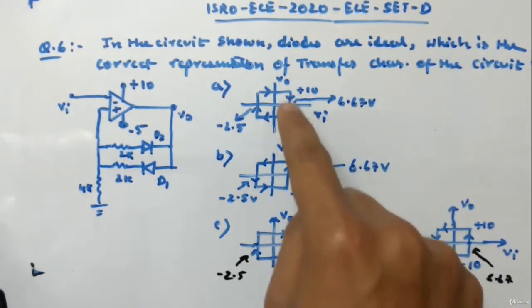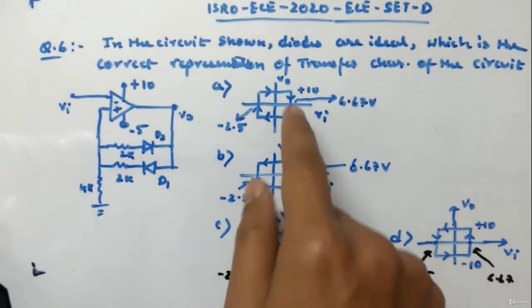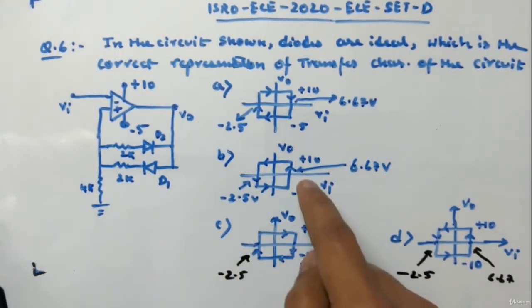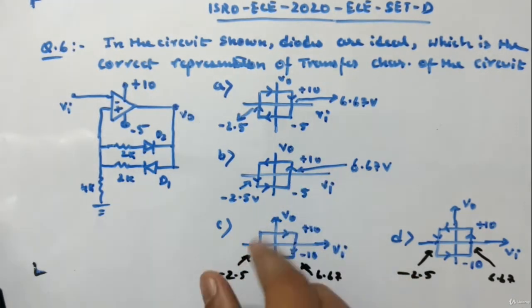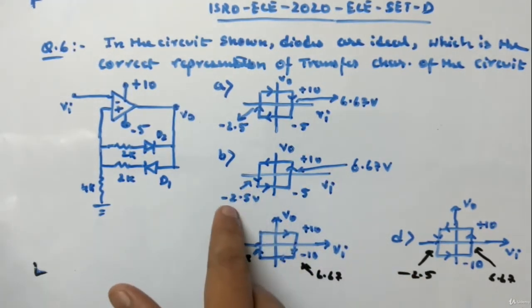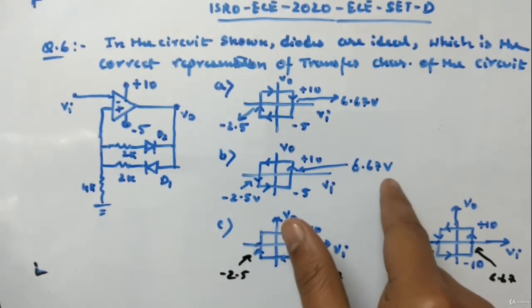Okay, similar option B is similar to this, only the direction is different. It is clockwise, it is anti-clockwise. Rest all the values are same. At V0 it is going from minus 5 to plus 10, and at Vi it is going from minus 2.5 to 6.67 volt.